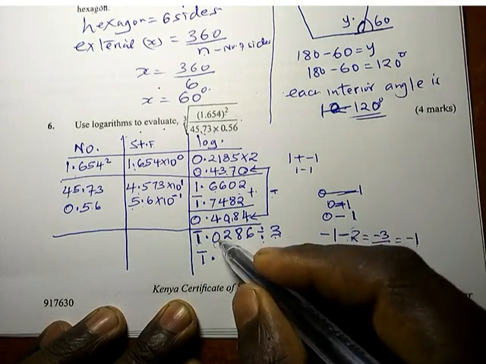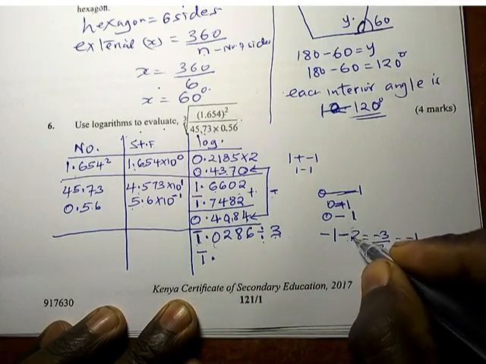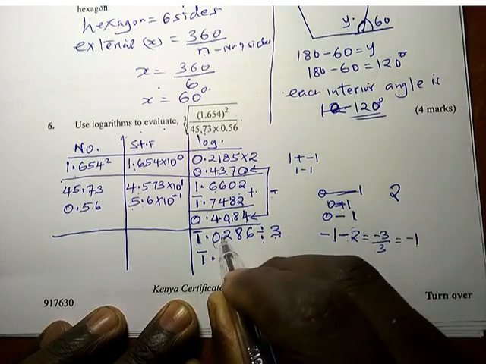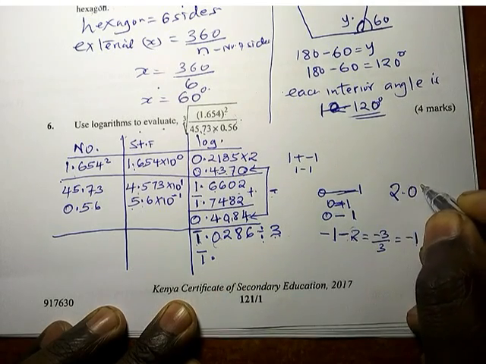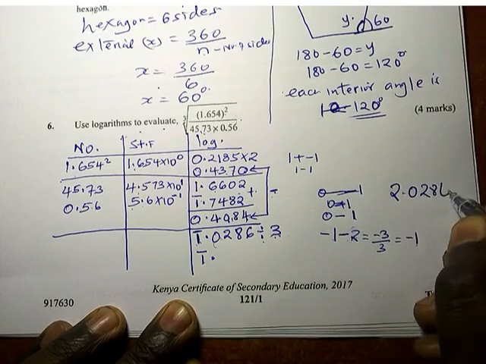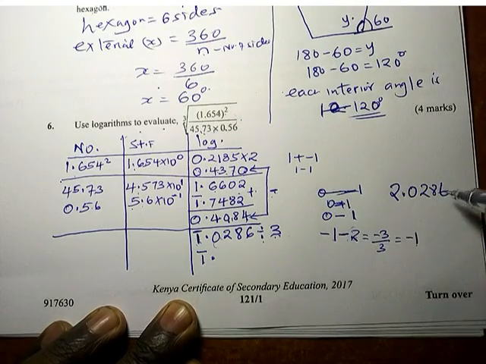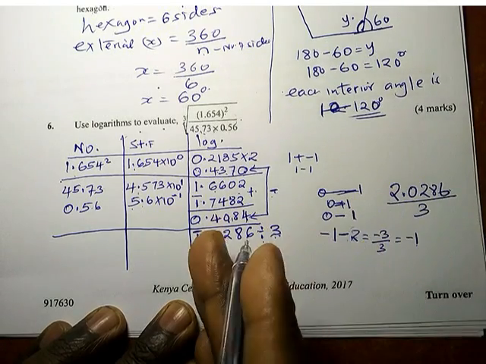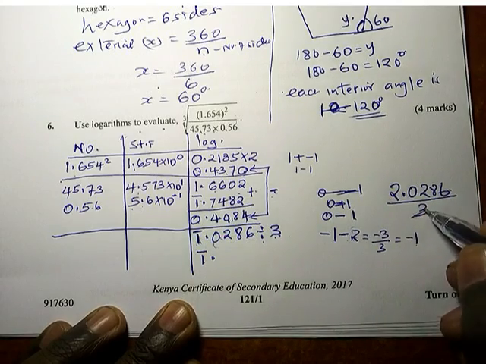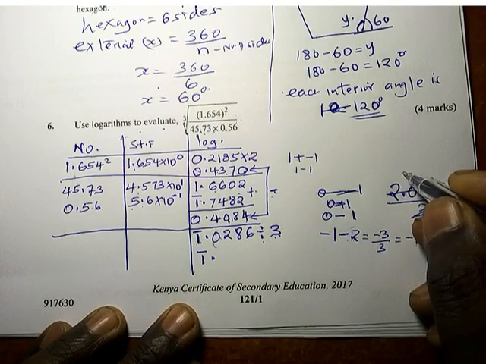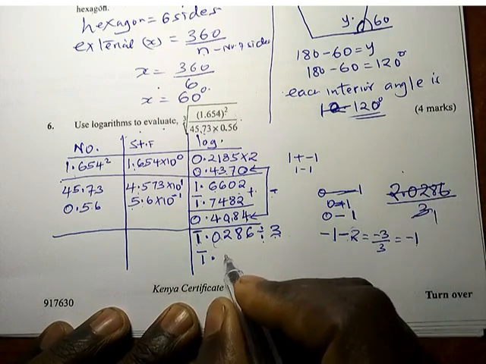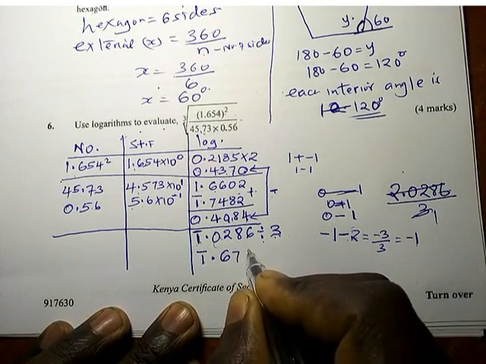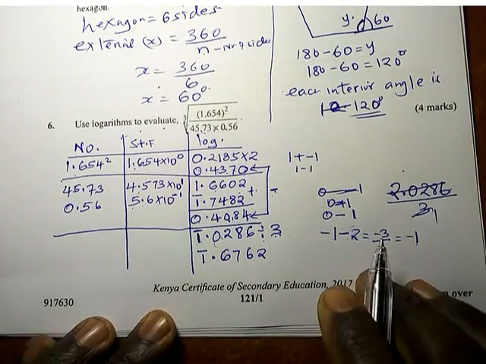Now I will add the number. What was the number? The number subtracted from the characteristic. So I will add it, so that is 2 plus this one, 0.2862. I have added the number to the mantissa, and then you divide by 3. So here we divide twice, for the characteristic and for the mantissa. So this one goes to 0.6762. So by so doing we are done.